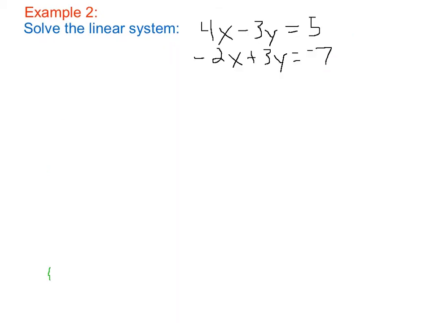Alright, so here we got another system of equations. We're going to look to see what we can eliminate. If you look at the coefficients, the numbers in front of the x, we have a 4 and a negative 2. Well, if we add or subtract there, the x's are not going to eliminate. If we look at the y, the coefficient is a negative 3, and the other coefficient is a positive 3. If we were to add negative 3 and positive 3, that would get 0. That would eliminate. So we're going to add the first equation to the second equation.